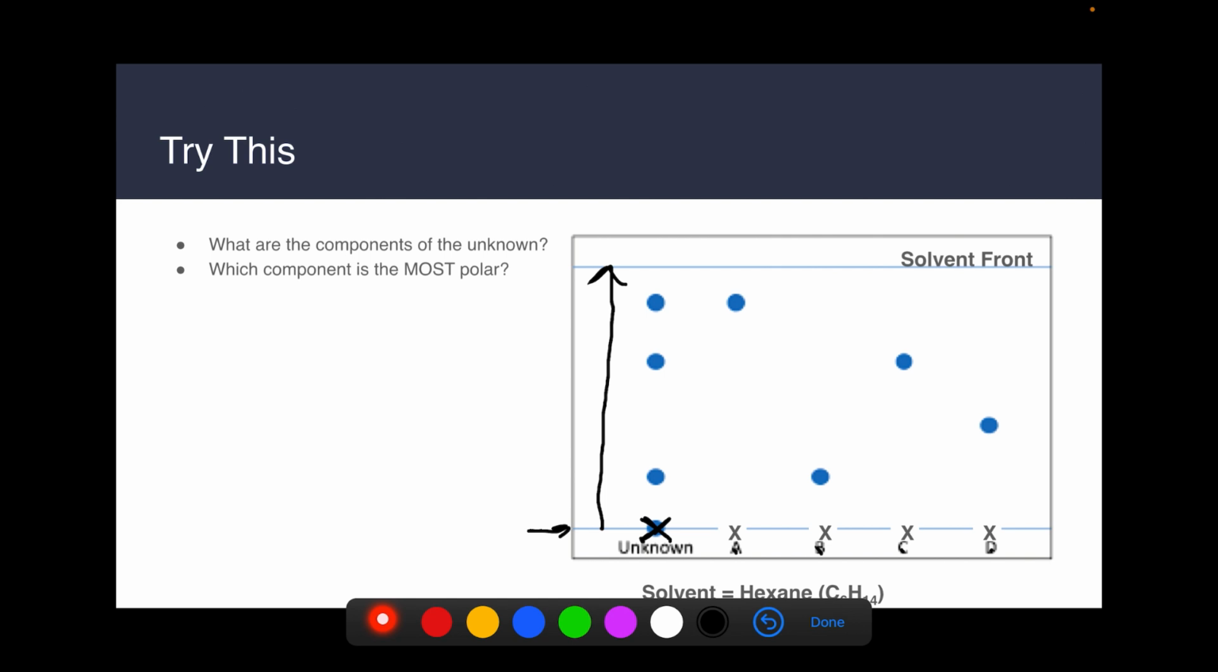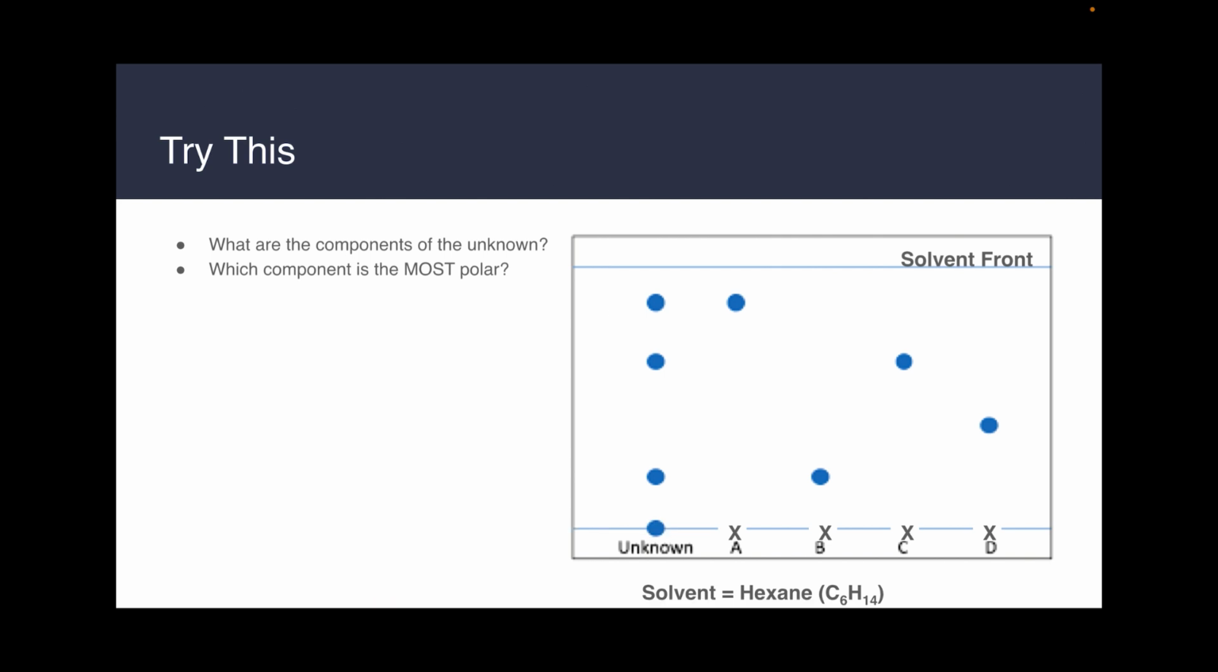First, what are the components of the unknown? And second, which of those components is the most polar? Pause the video here and consider these questions. When you come back, I'll discuss the answers.